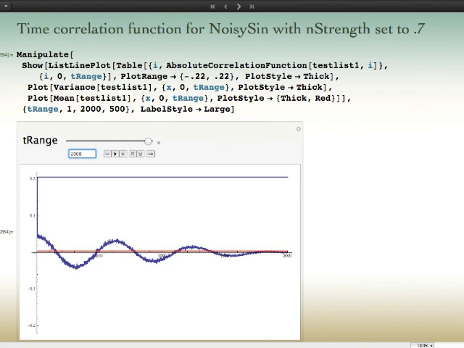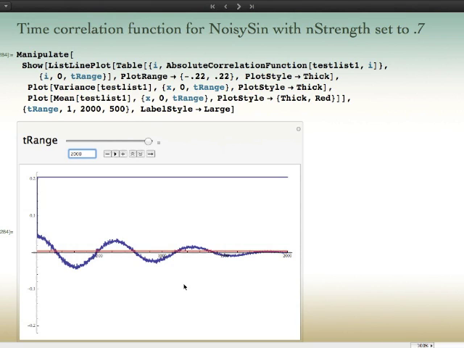So now we've taken it as far as we can with this particular data set, and we see that our absolute time correlation function has decayed more and more, and then out by 2,000 time steps, it's practically at the mean. It's just about there. So this kind of shows that if we set n strength equal to 0.7, essentially there's very little time correlation left if you make two measurements 2,000 time steps apart.